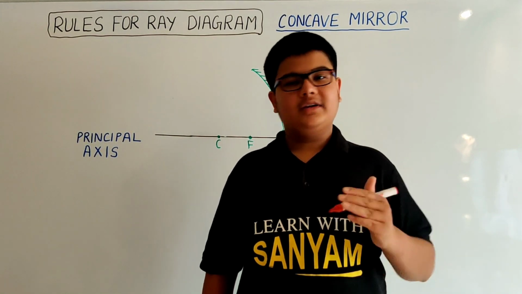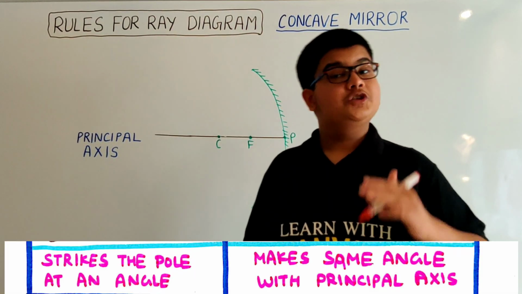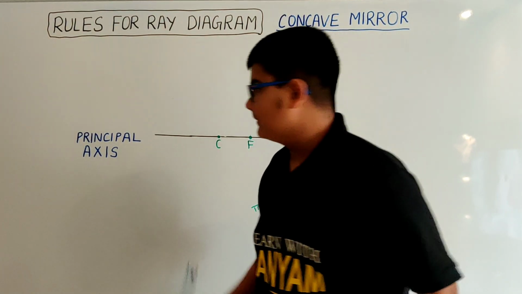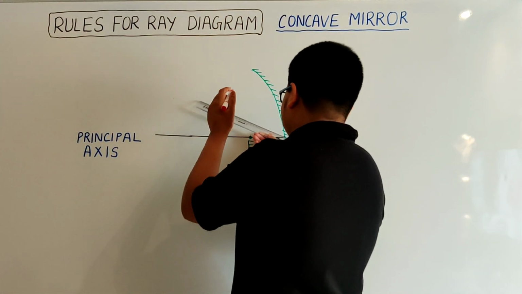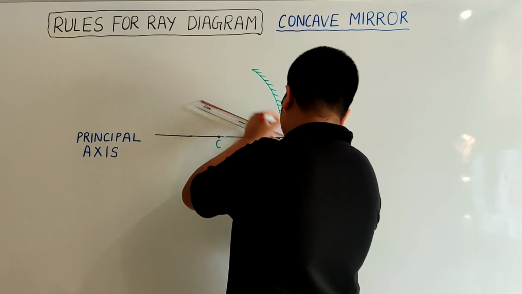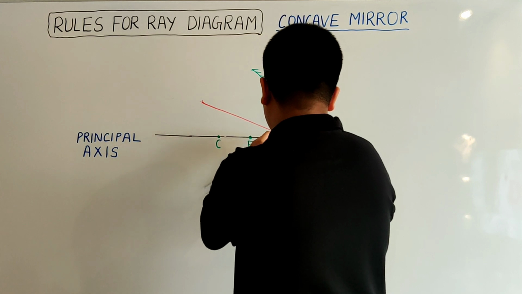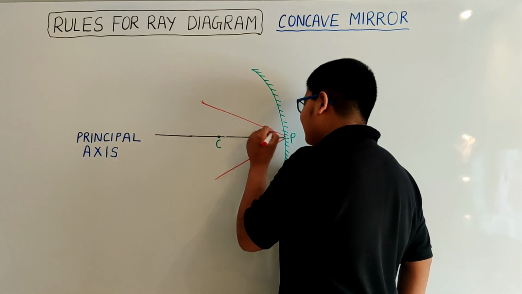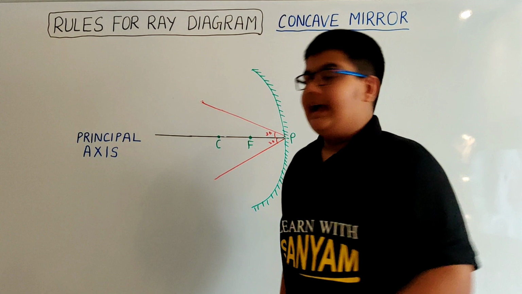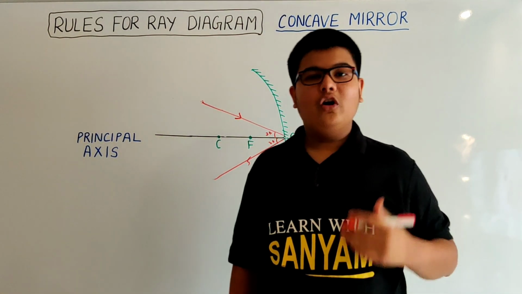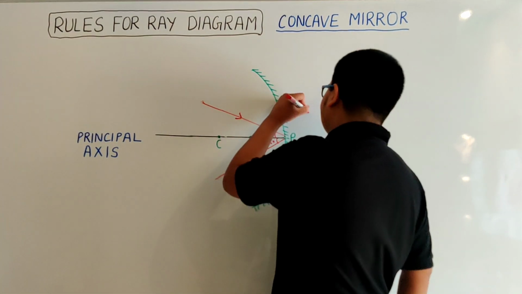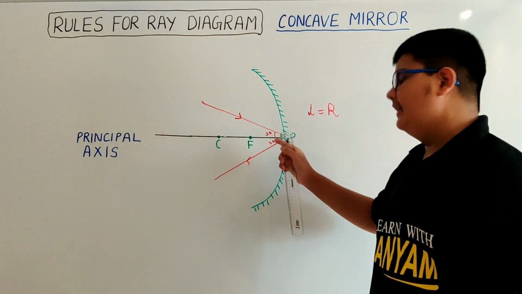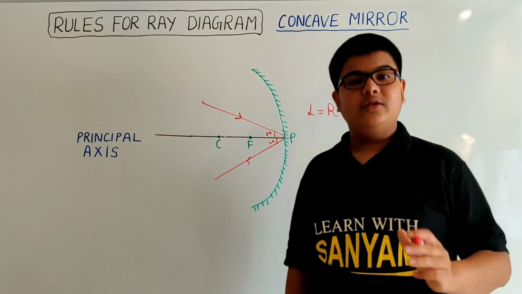And the fourth and last rule for concave mirror is that if the incident ray strikes the pole at an angle, then the reflected ray makes the same angle with the principal axis. So here the incident ray is falling on the pole at some angle. The reflected ray will go back at the same angle. So if we consider that this angle is 30 degrees, the reflected ray will also make the same angle, that is 30 degrees. This is because according to the laws of reflection, angle i is equal to angle r. So if the incident ray is falling at a 30 degree angle, it will get reflected at a 30 degree angle. This is rule 4.